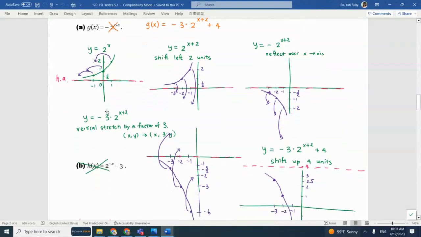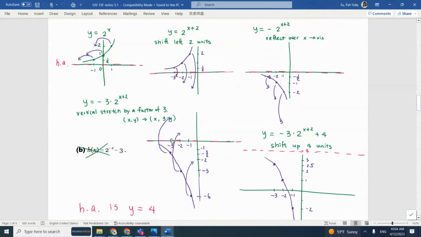And then we see the 3 multiplied by this, so we have a vertical stretch by a factor of 3. Keep the x value the same, and the y value is multiplied by 3. And then finally, the plus 4, we shift up 4 units. So these 3 key points shift up 4 units. You also need to draw the horizontal asymptote in all the steps.